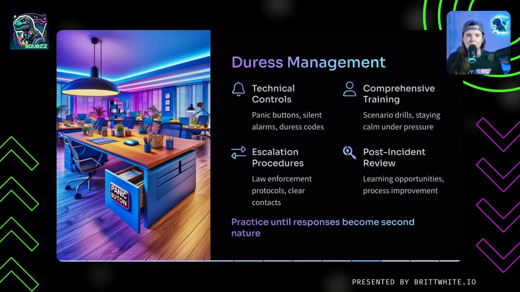First, we need technical controls. We implement panic buttons, silent alarms under desks, and duress codes in security systems. For example, an employee can use a specific code word during a conversation or phone call to signal trouble without alerting the threat actor. We layer these with redundant notification methods to make sure the alert reaches our security teams. But having the right tools is just the beginning.